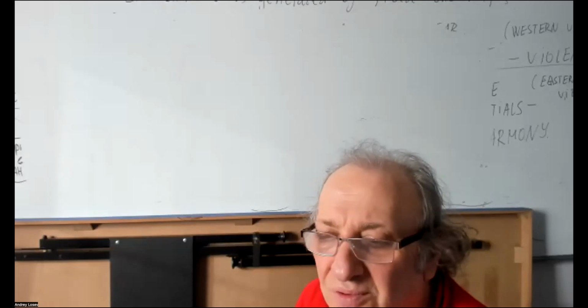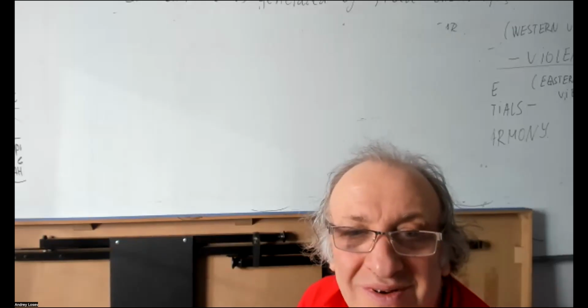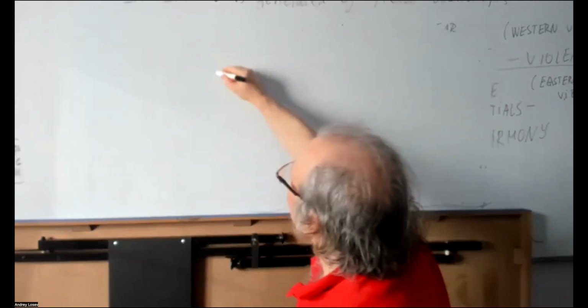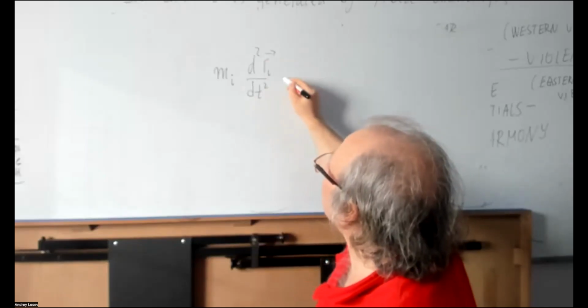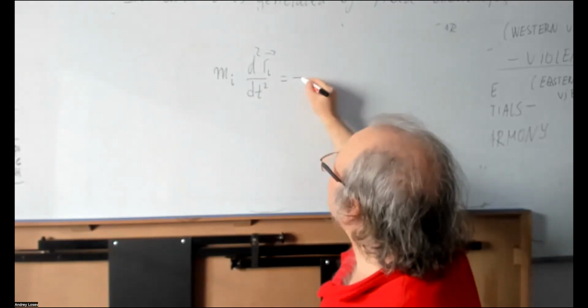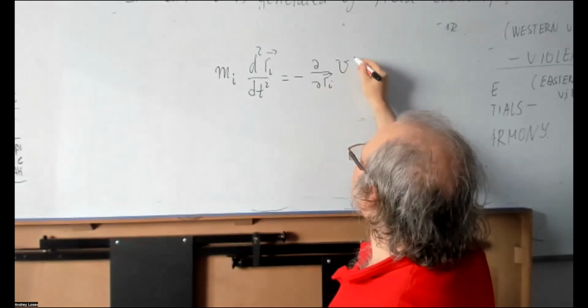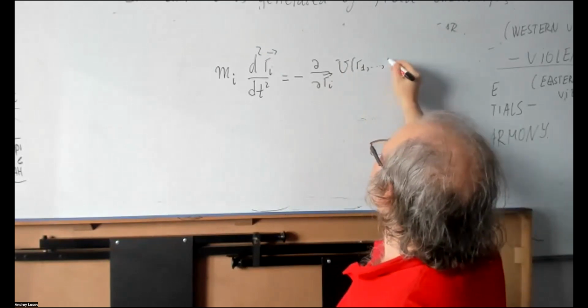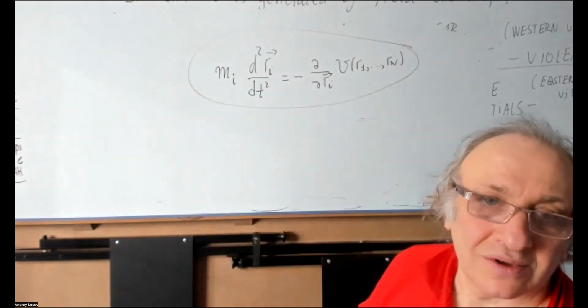I will try to make this course as self-consistent as it is possible to do. At the moment I wrote only one law: the second derivative of Ri over t squared is minus d over dRi of the potential that depends on R1, ..., Rn. This is the only law that I wrote.